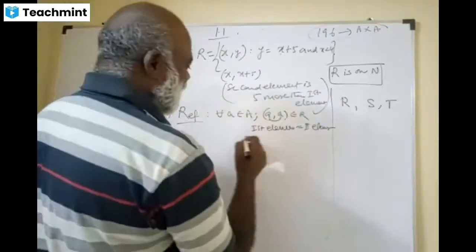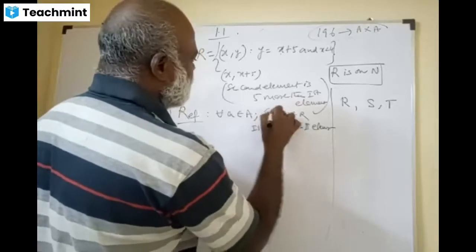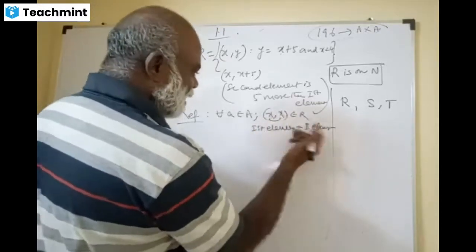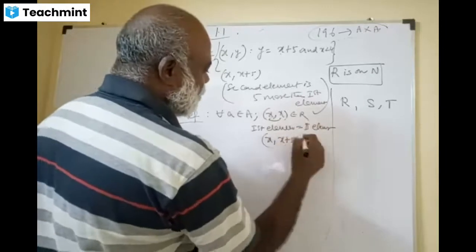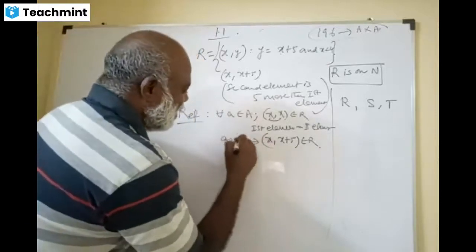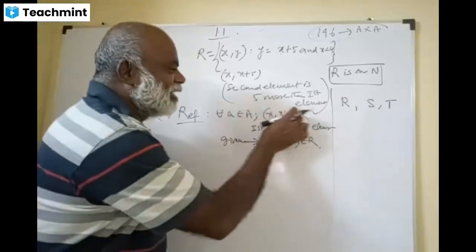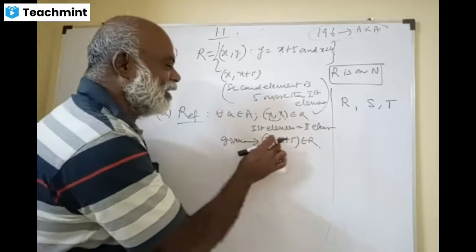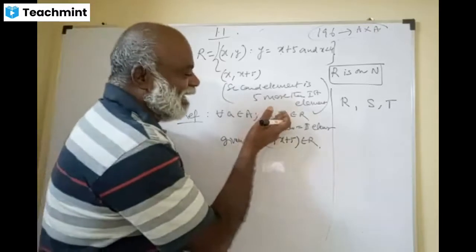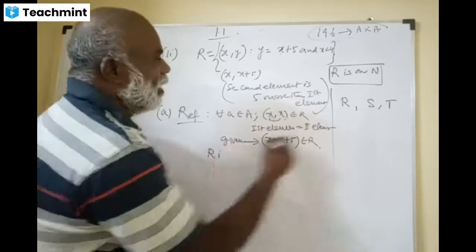Hence, x comma x. To be a reflexive relation, it should be x comma x belongs to R. But what is given is x and x plus 5 belongs to R. Here, he is asking x comma x belongs to R. It's not possible. Therefore, R is not reflexive.